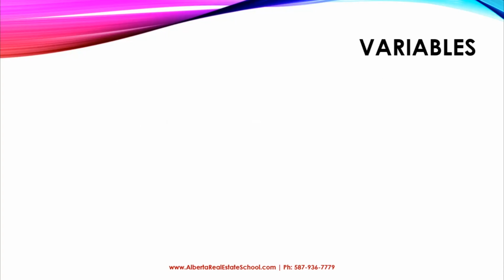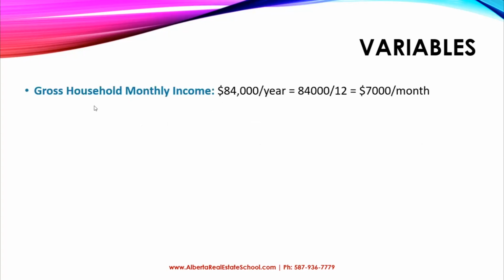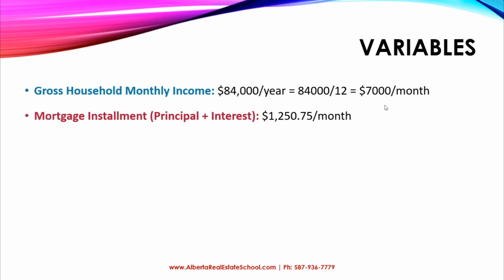So first off, let's start off by taking a look at our variables. So in this case, the gross household monthly income, the yearly income is given, so we have to convert that to the monthly income. So the yearly income is $84,000, so that's for the year. So we will divide that by 12 to arrive at the monthly income. So in this case, the gross household monthly income will be $7,000 for the month.